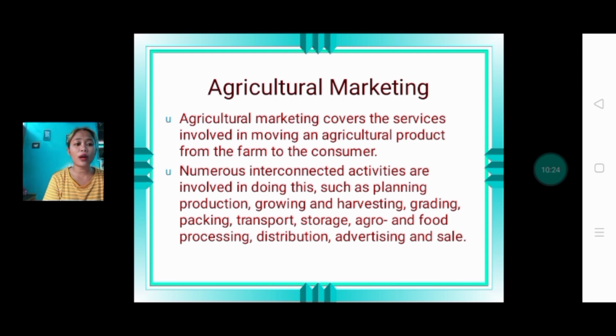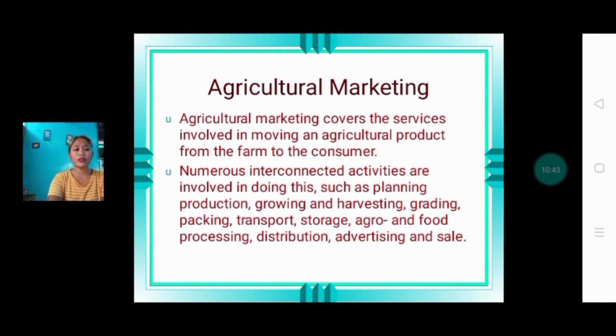So lastly, let's talk about agricultural marketing. Agricultural marketing covers the services involved in moving agricultural products from the farm to the consumer.